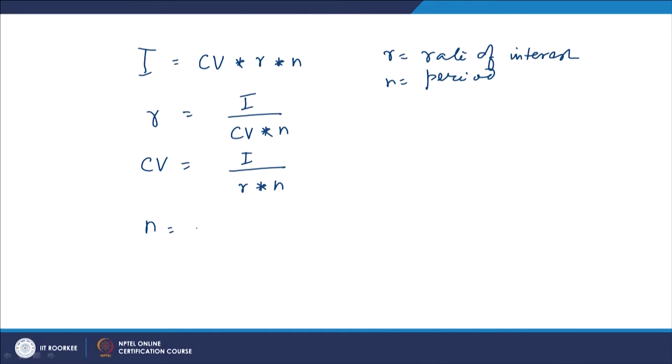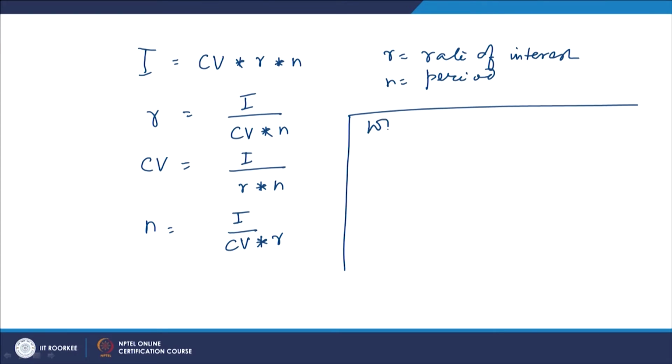Similarly, when we have to find N, you can find N as I upon CV into R. N is basically known as the term of maturity. That is the business term which is used. So N is the term of maturity, and by that you can get these values.